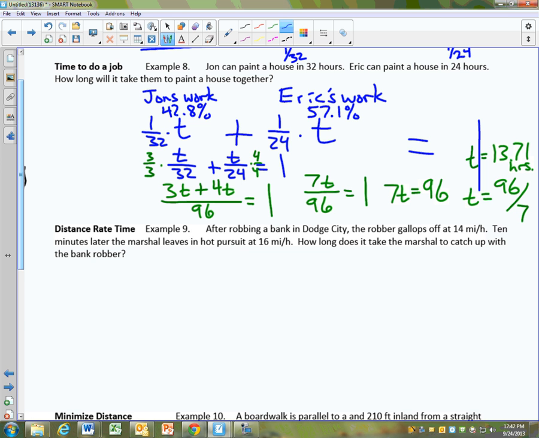57.1% is done by Eric. So you can see that together they do 100% of the job. 99.9%. We rounded off, so we didn't get exactly 100. There we go. So it does work out. It makes sense with how we did it, but that's how you set it up.